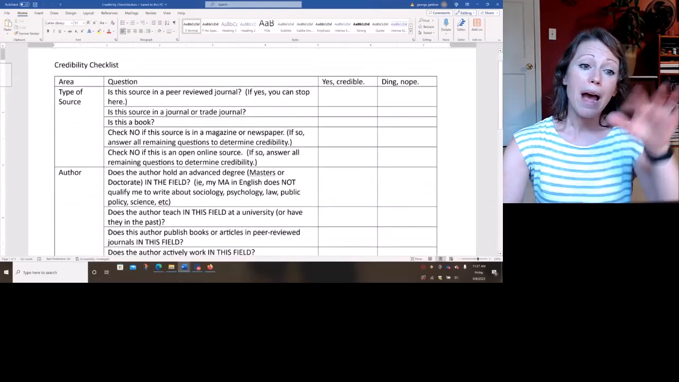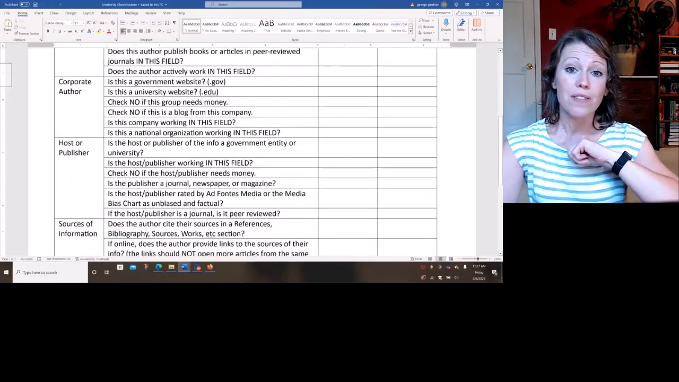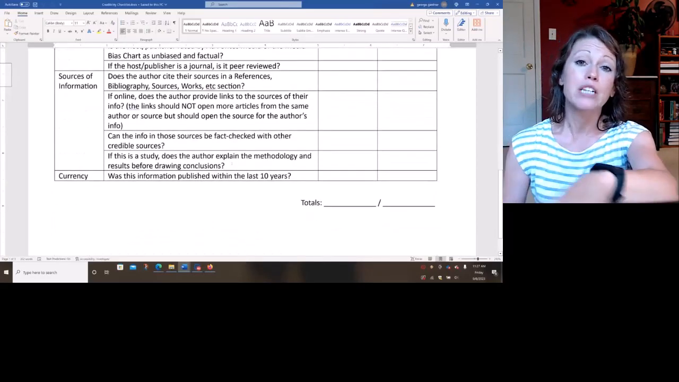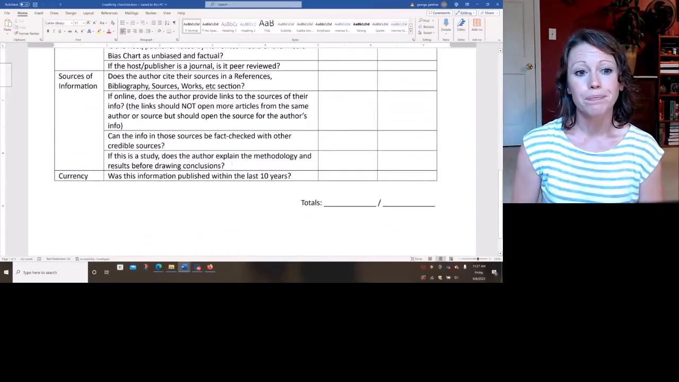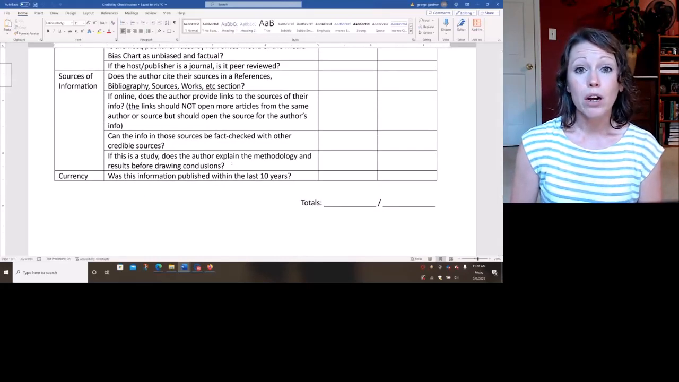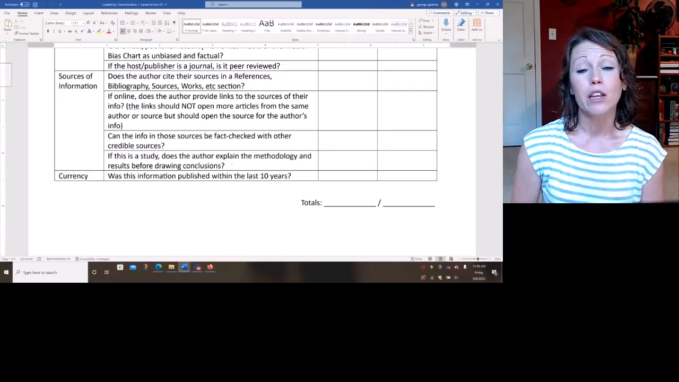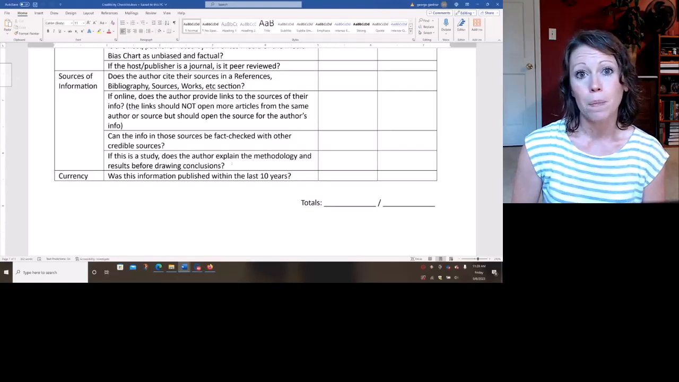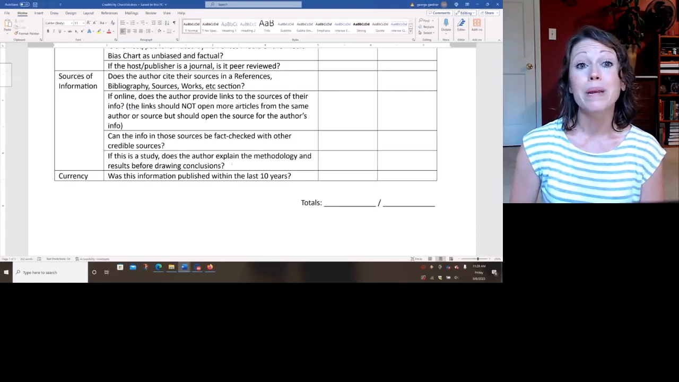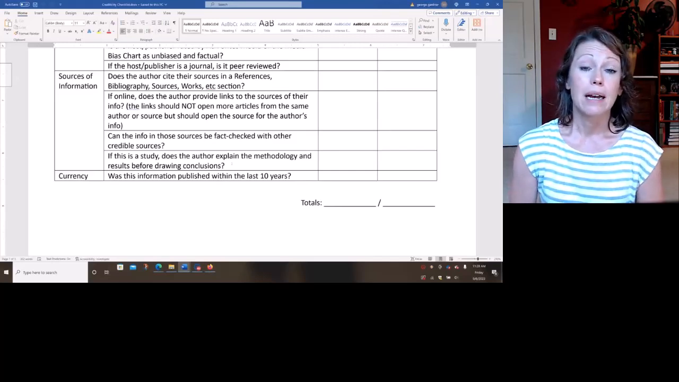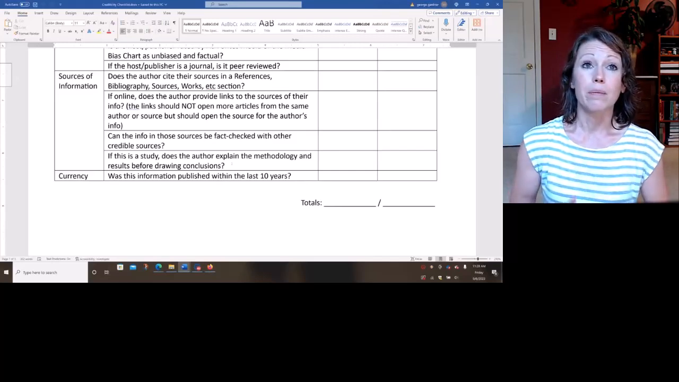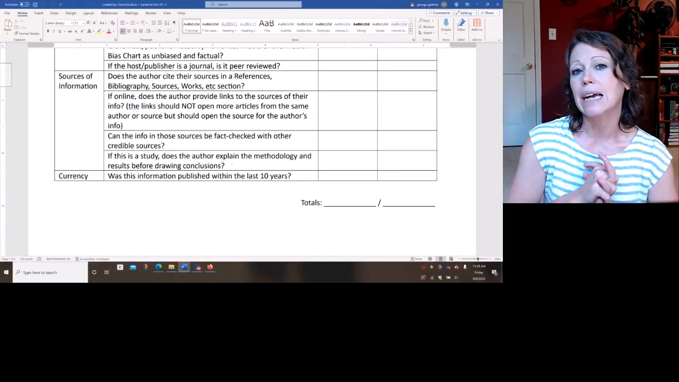So once you have checked yes and no for all of these, then you come down at the bottom and total up the number in each column. If the no's are outweighing the yeses, I would not suggest using that particular source in an academic essay. The yeses need to be higher than the no's for this particular source for use in an academic essay.